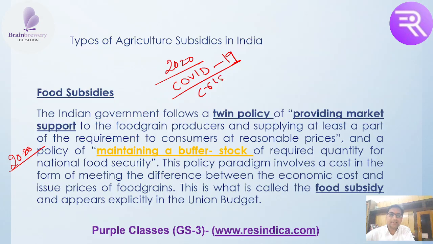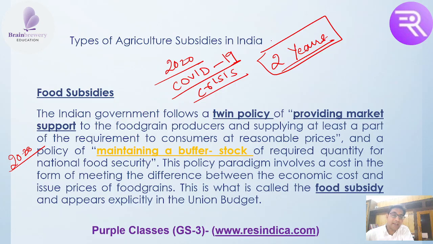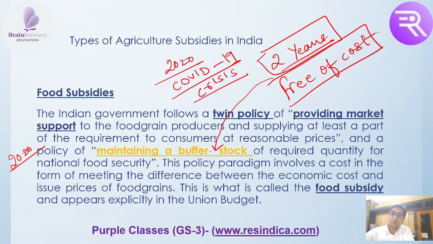COVID-19 crisis came into being, and all of a sudden, for 2 years, the whole business got collapsed. But we are following the policy of maintaining buffer stock. Government is providing free of cost grain to the poorest section of the society, because it is going to provide the quantity for the national food security.